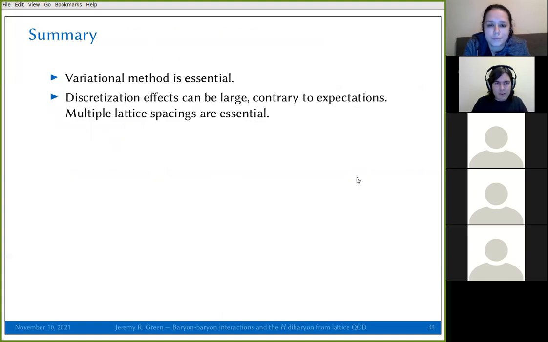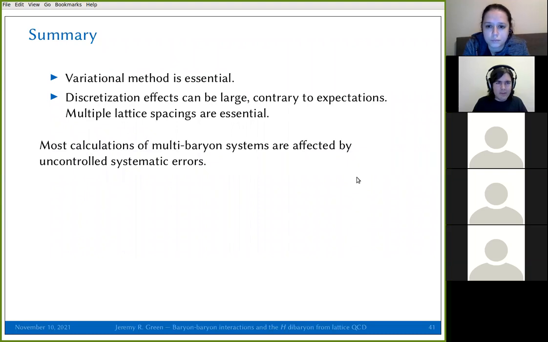So in summary, I would say it's absolutely essential to use a variational method to determine the spectrum, and it turns out the discretization effects can be very large, and so it's also essential to have multiple lattice spacings. And the implication for both of these is that unfortunately most previous calculations in multibaryon systems are affected by uncontrolled systematic errors.